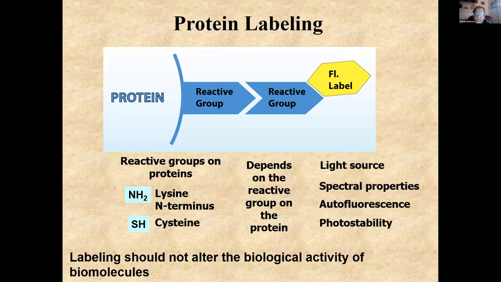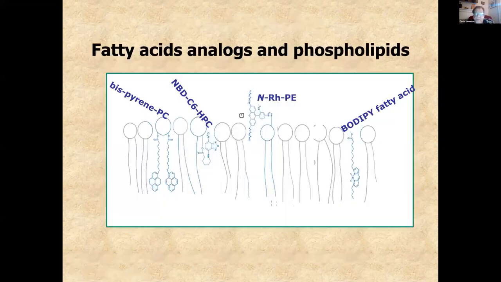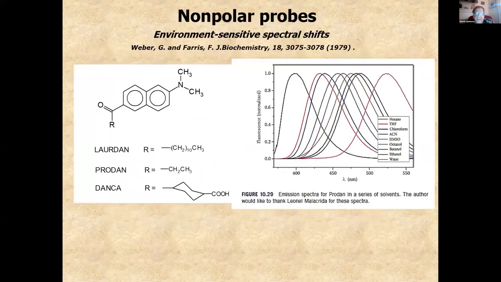So you can label proteins, and you put a group on that, which maybe depends on what you want to look at. I always say the lifetime may be an important consideration, and you can attach it to amine groups or cysteine groups depending on the chemistry involved. And there's also, of course, analogs, fatty acid analogs and phospholipids that target membranes.